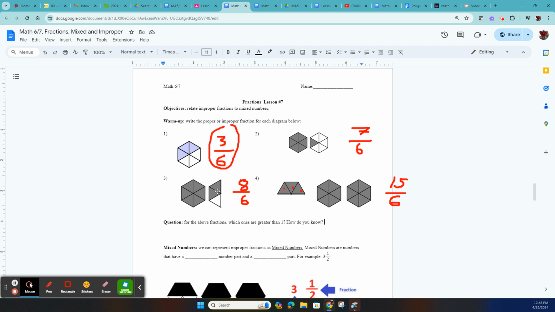Here's one whole, but there's a little bit extra. So it's greater than one whole. Same thing here. This one's greater than 2 wholes even. It's got 2 wholes plus a little extra. So that's how we know. If we're shading in more than one whole, it's got to be an improper fraction. It's more than 1. Cool.